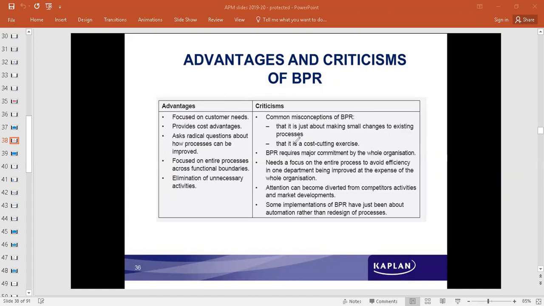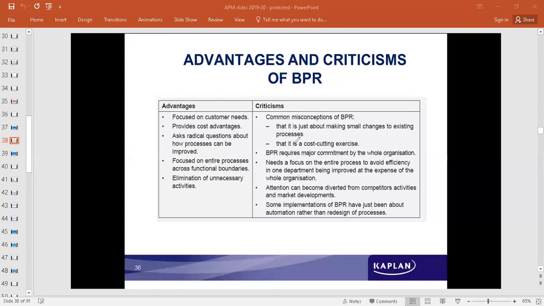Okay. And then it is not about making incremental changes, but about asking radical questions about how the processes can be improved. Not making small, simple changes, but making major, radical changes in the organization. Maybe going along with what is prevailing in the market among the competitors, what is the need of the hour, what is the requirement. So looking at that and making changes.